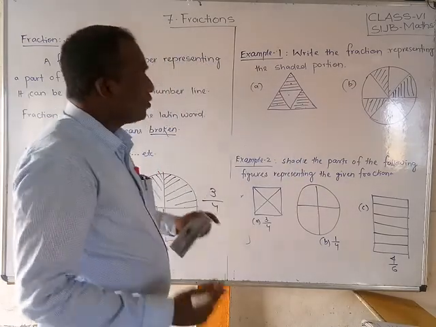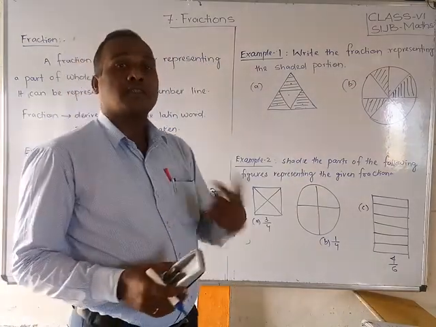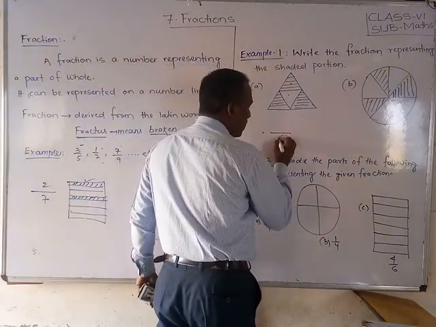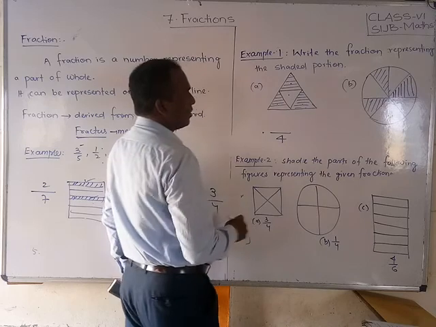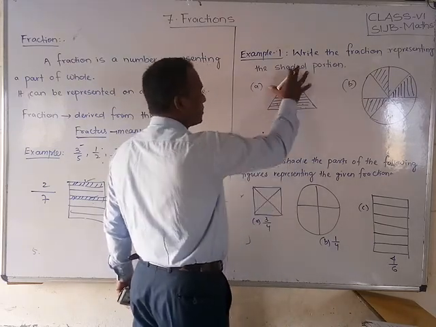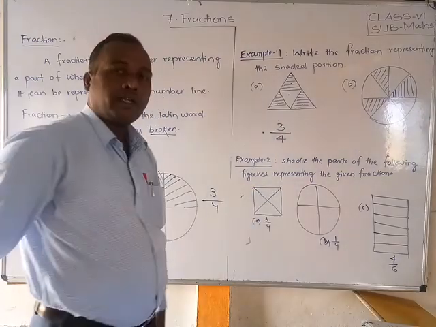So how should you represent the shaded portion as a fraction? First of all you have to write the denominator. How many parts have you made? 4. How many parts have you shaded? 1, 2, 3. So 3 by 4. This figure's fraction is 3 by 4.